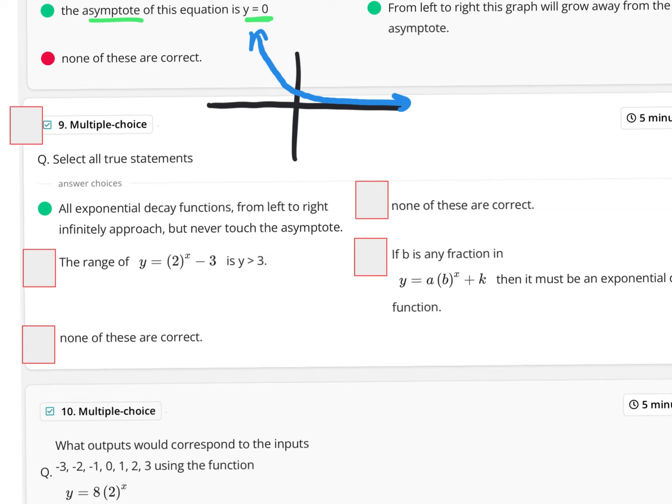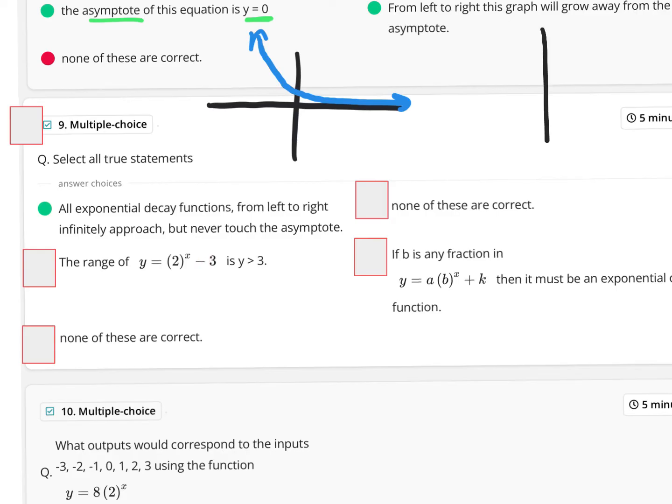This is false because we need to remember that you have your a value out in front, which causes a reflection or a vertical stretch or compression. You have the b value, which tells you whether it's a growth or a decay. So this is a growth. And then you have your h value up here being subtracted from x, so there is no shift left or right. And you have the k value, the constant at the very end, the -3, that tells you that there's a shift of 3 down. Okay, so this is a growth function.